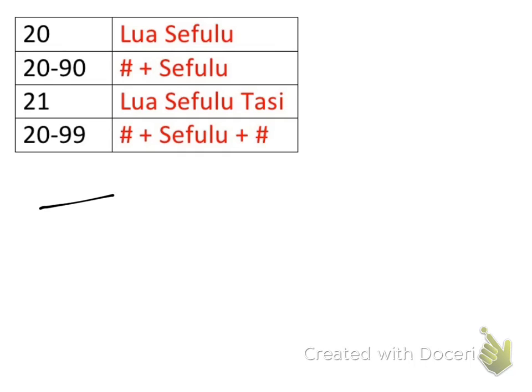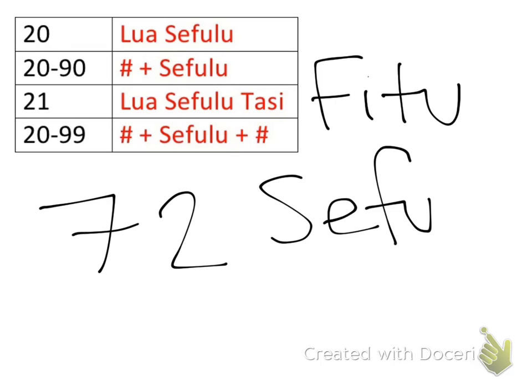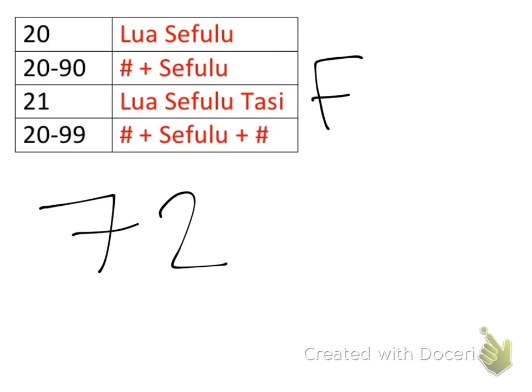Let's do 72, okay? Pause the video. So at this point, I hope you were able to get fitu, okay, fitu, and then I add a sefulu because I am using the formula that is right here. And then the next number I have is a 2 in the singles place, and that is a lua. Fitu sefulu lua.